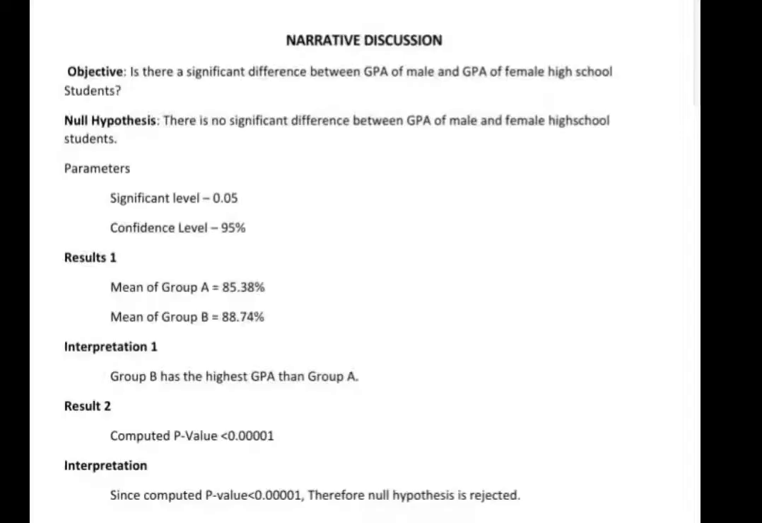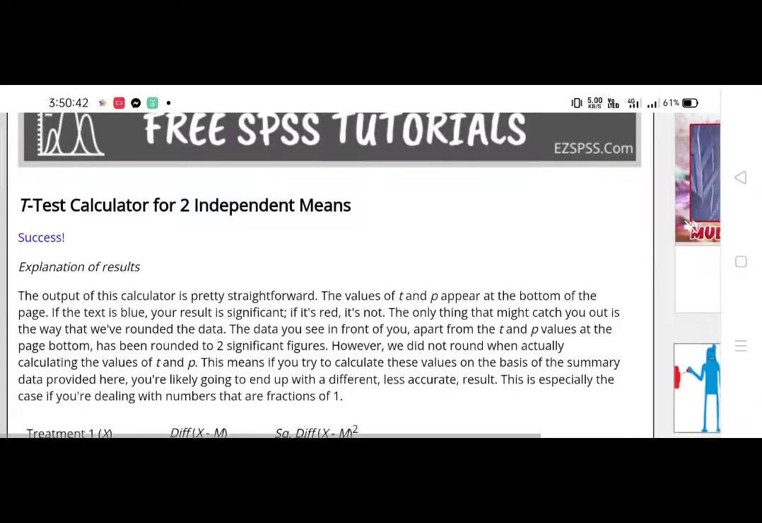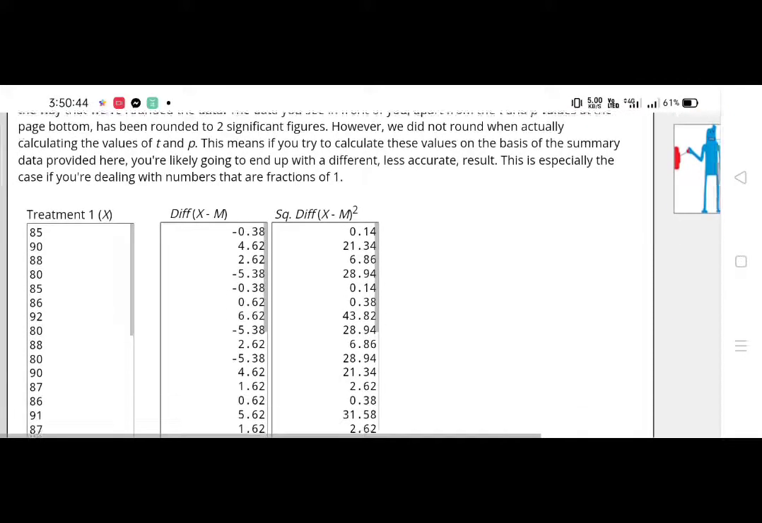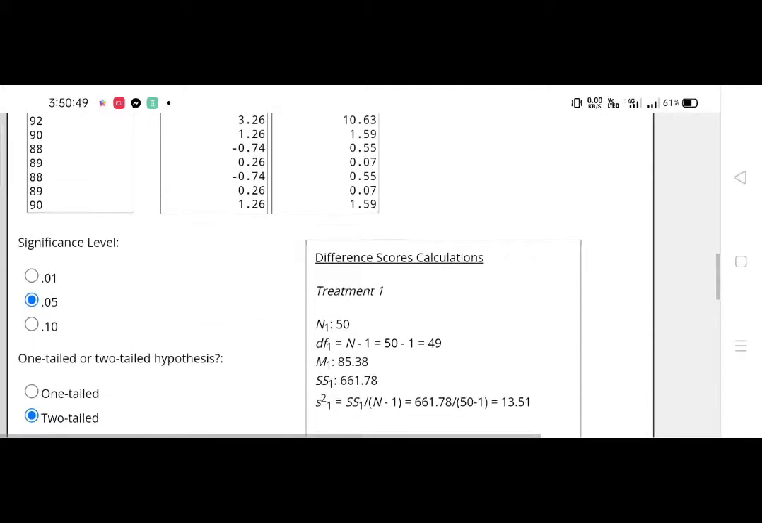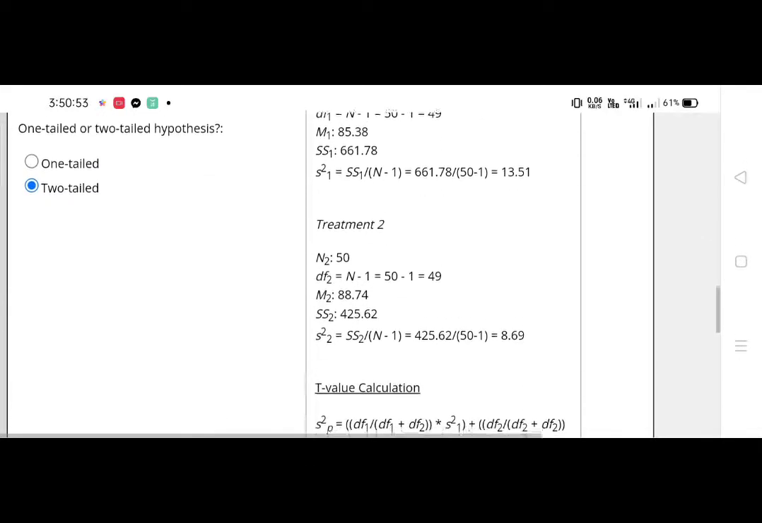Let us first state our objective, which is: is there a significant difference between GPA of male and GPA of female high school students? The null hypothesis: there is no significant difference between GPA of male and female high school students. Let us now go back to the t-test calculator for two independent means. Group A for treatment number 1 and Group B for treatment number 2. Significance level at 0.05 and we have two-tailed hypothesis.